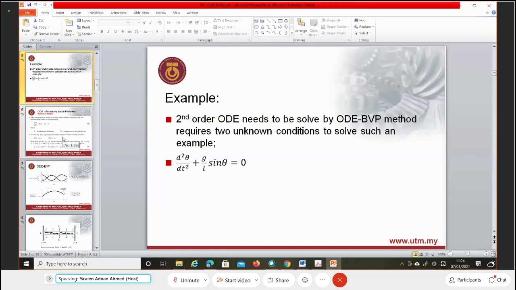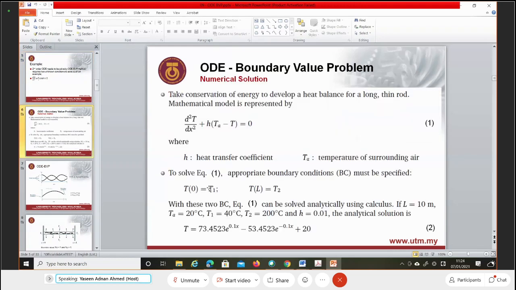So there are some examples also. This is a boundary value problem. You will see that they use the same parameter, but at different positions. That is the boundary value. So they might use some beam.